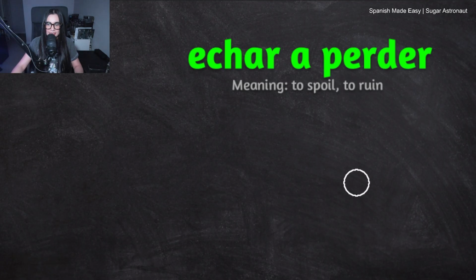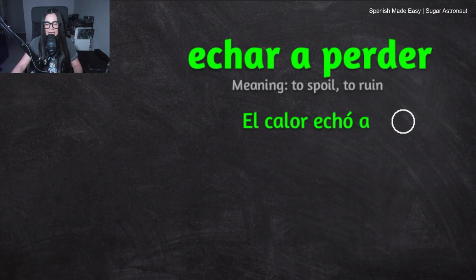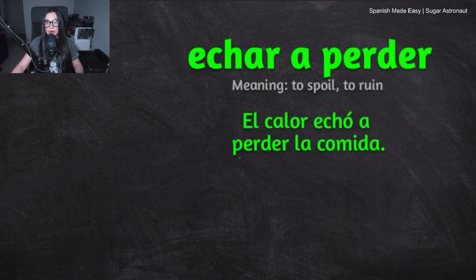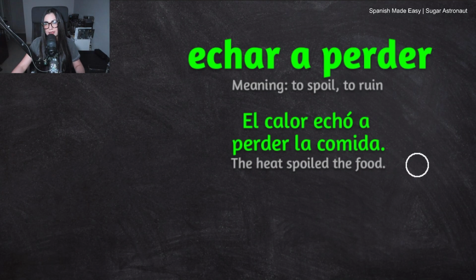The first example is: El calor echó a perder la comida. El calor echó a perder la comida. This means the heat spoiled the food. Echar a perder is a very useful phrase if you want to say that, for example, your food has spoiled because it was out in room temperature or in the heat for too long and now you cannot eat that food. So the term echar a perder can be useful in that particular situation.